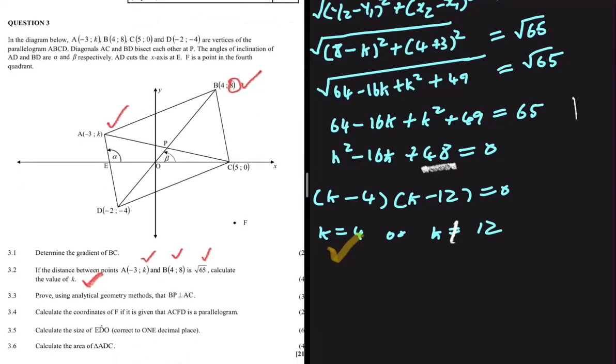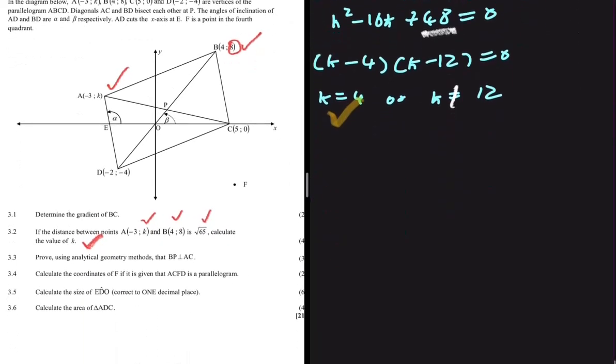Let's move to 3.3. 3.3, we are supposed to prove using analytical geometry methods that BP is perpendicular to AC. So what are we required to prove? We are required to prove that the gradient of BP multiplied by the gradient of AC will be equal to minus 1. That's what we mean when we say BP is perpendicular to AC.